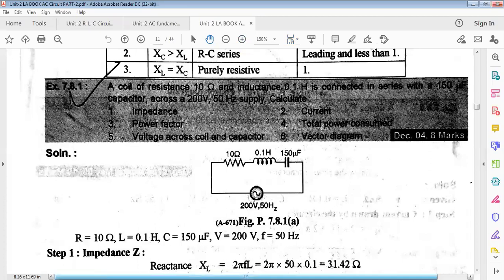Okay. So see, I'll read the numerical, maybe slightly dark, you can find it. A coil of resistance 10 ohm. The circuit is below, you can check the values.